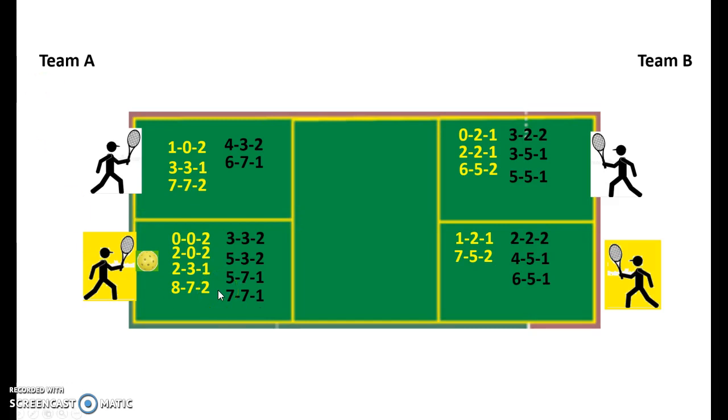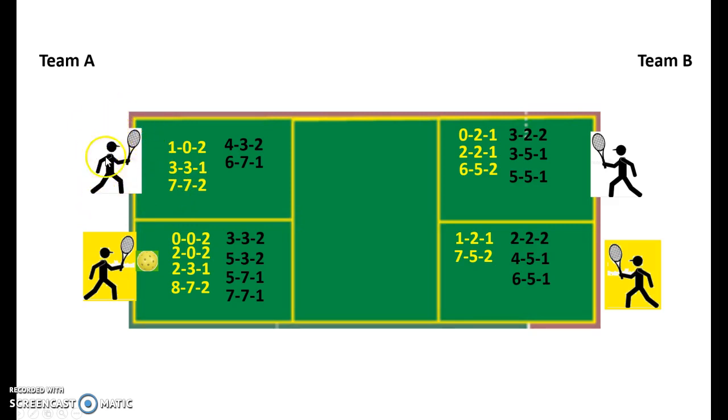Remember, our initial first servers are highlighted in yellow. Every time this initial first server serves in this right-hand court, look at this, our score is even. Remember, the first number here is the serving team's score. Every time this person in yellow, who was the first server, serves in the right-hand court, your score is even. When this person then serves out of this court, the serving team's score is odd.